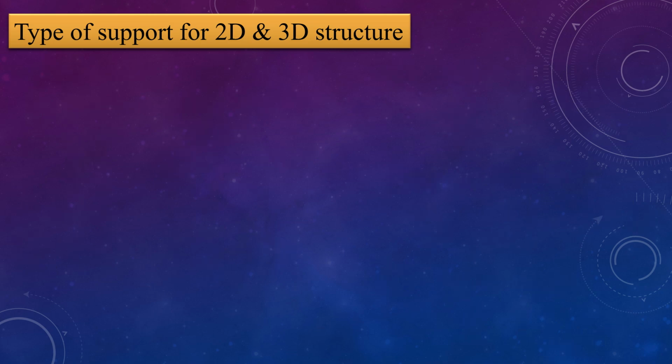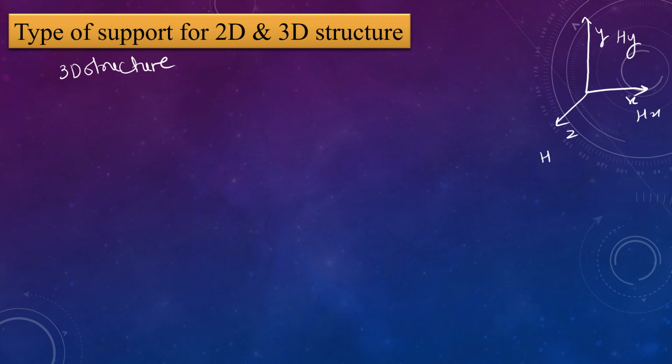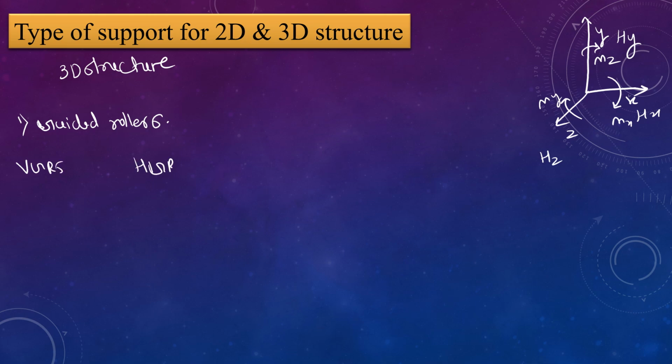Okay, then in case of a 3D structure, this is how the 3D diagram looks. Here we have x, y and z, with forces Hx, Hy and Hz, and movements Mx, My and Mz. First is guided roller support. First is vertical guided roller support and second is horizontal guided roller support.